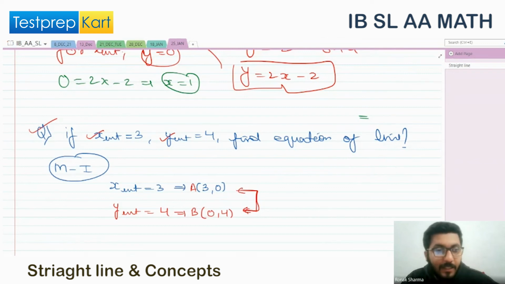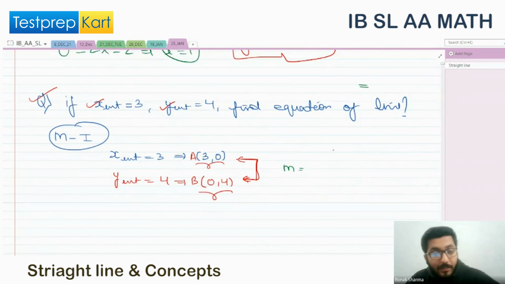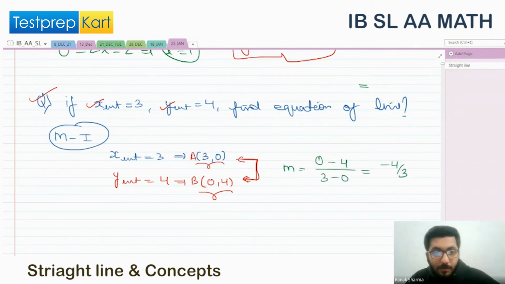But did we discuss at the beginning that you just need 2 points on the line to calculate the slope? The slope is the same for the line if you take any 2 points. We can calculate the slope easily. How? Difference in y coordinates divided by difference in x coordinates. Difference in y coordinates is 0 minus 4, divided by the difference in x coordinates, so we get minus 4 by 3. So we have the value of the slope.